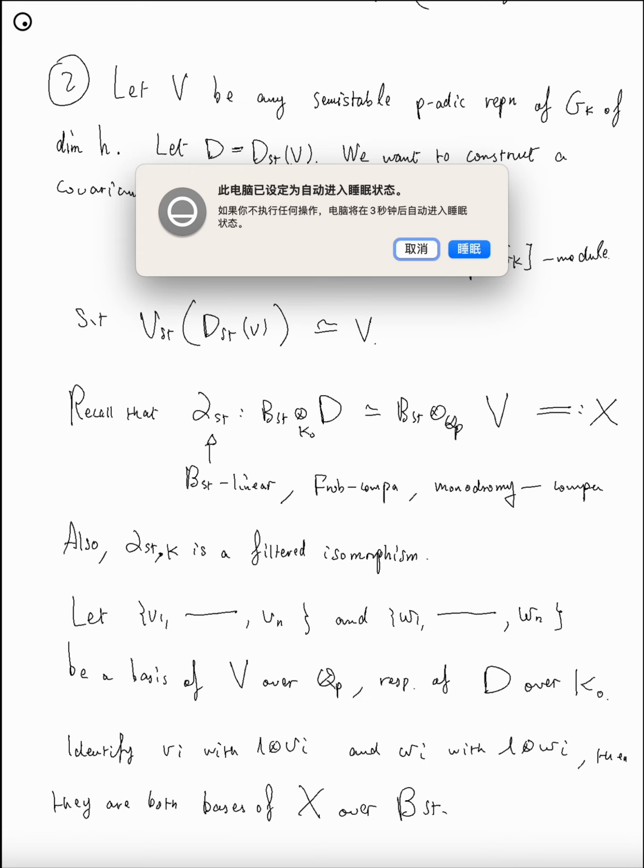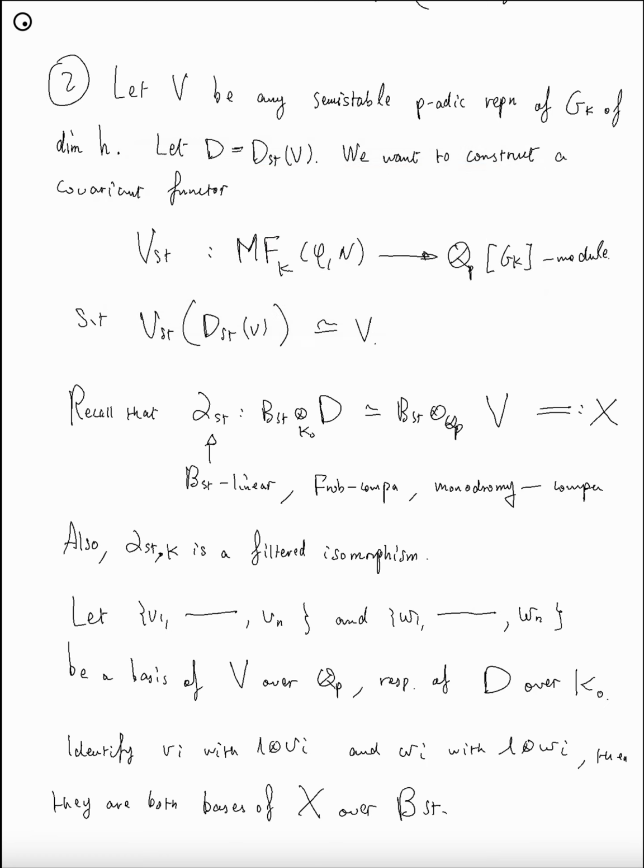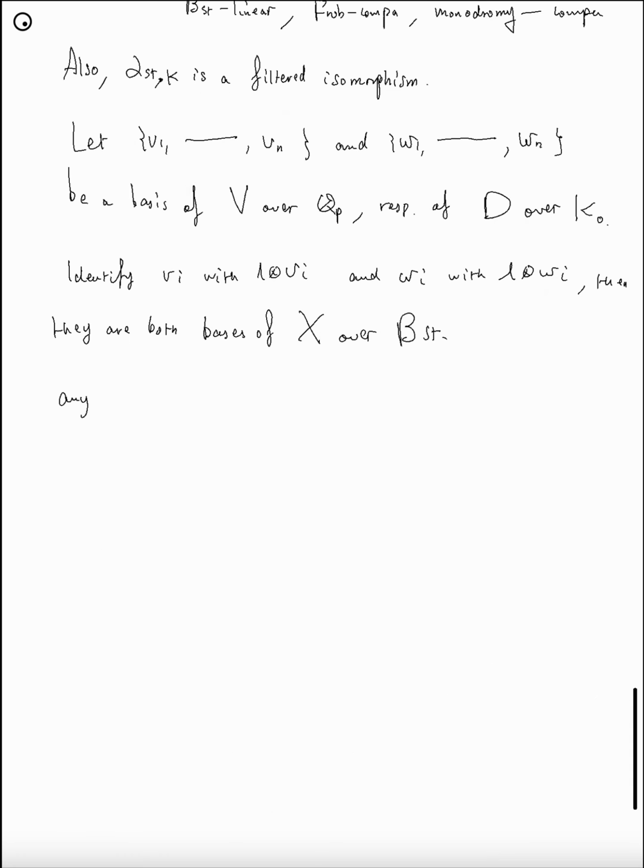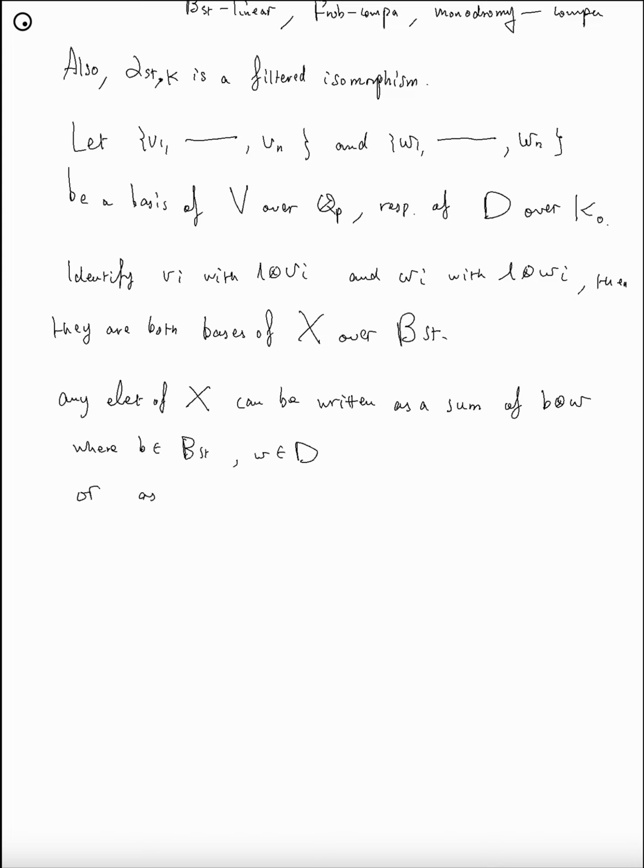And then any element of X can be written as a sum of b tensor omega, where b is from B_ST, omega from D, or as c tensor v with c in B_ST, v in V.